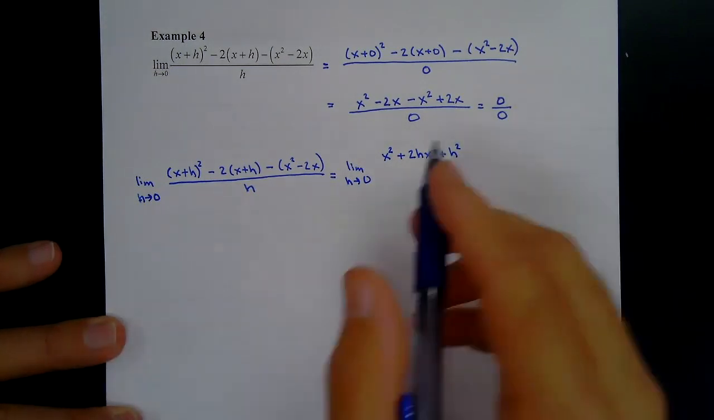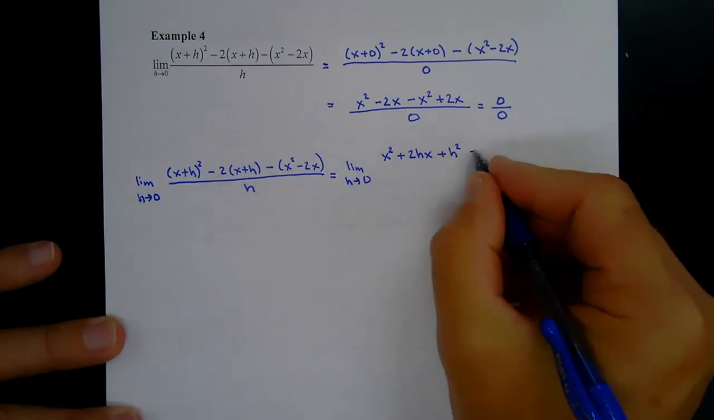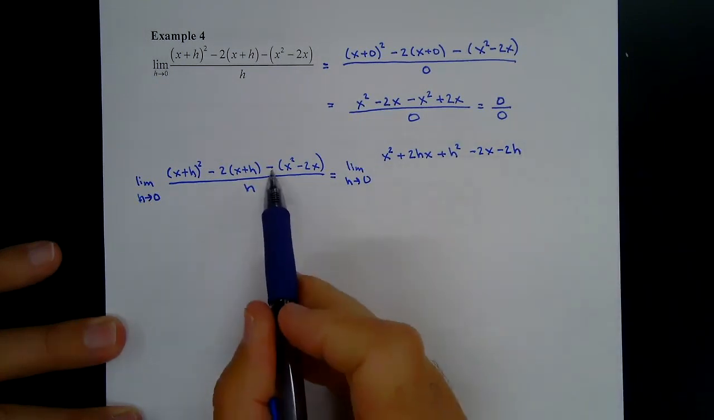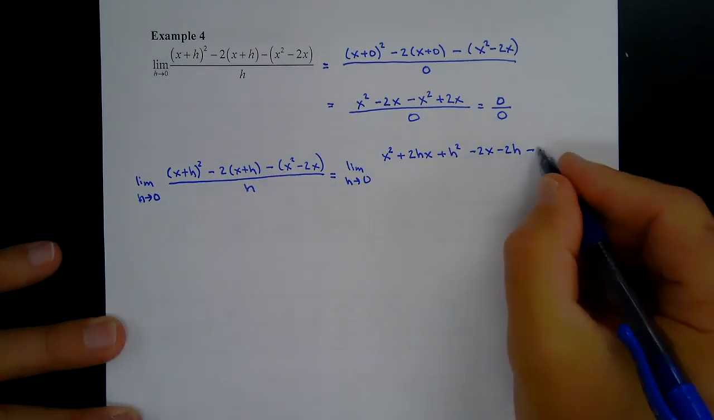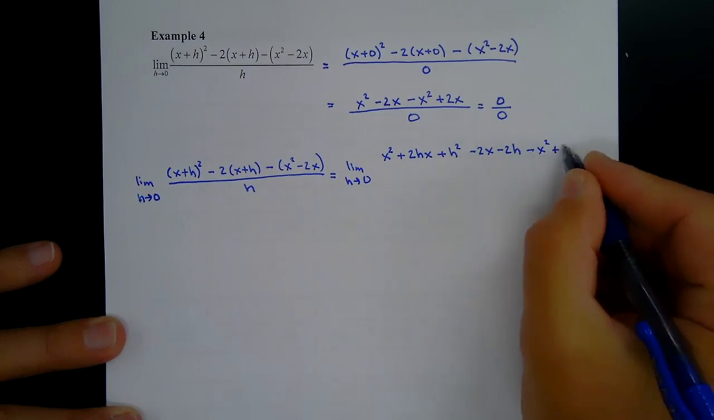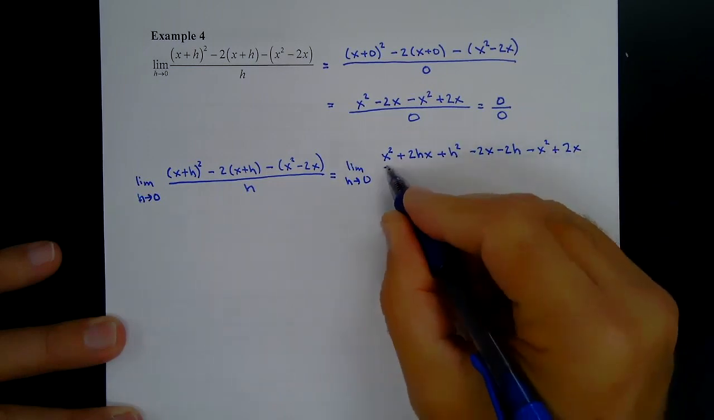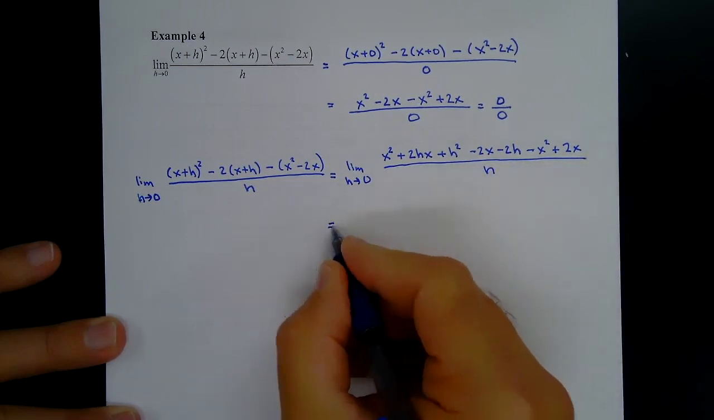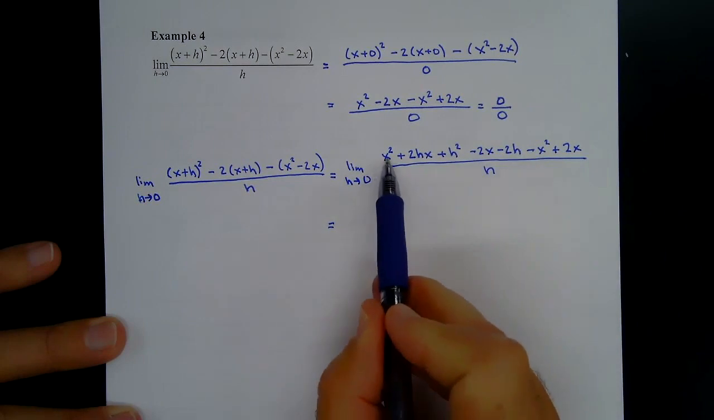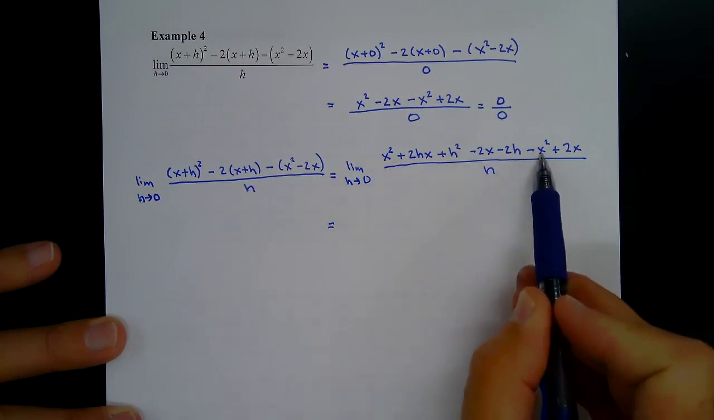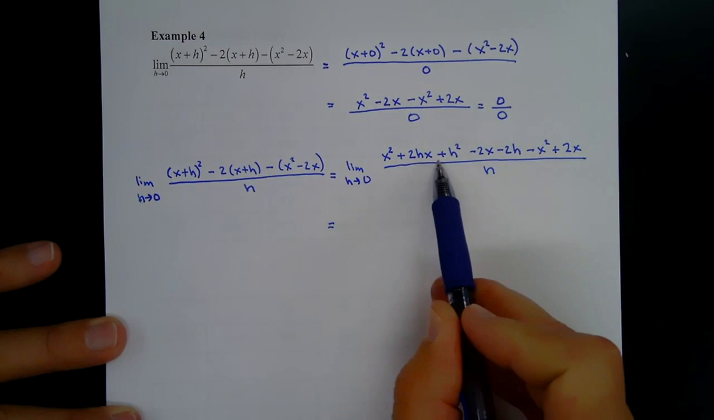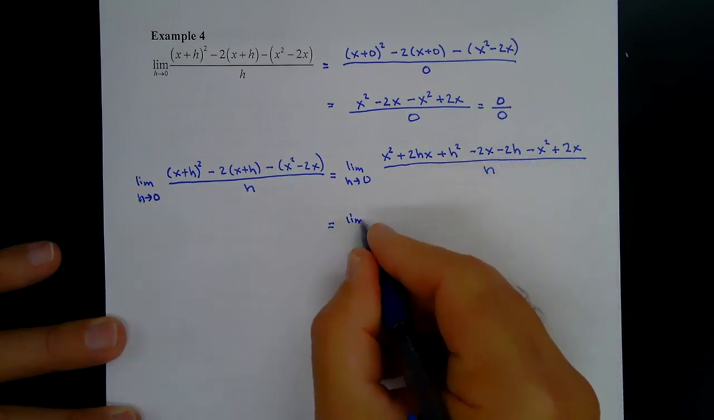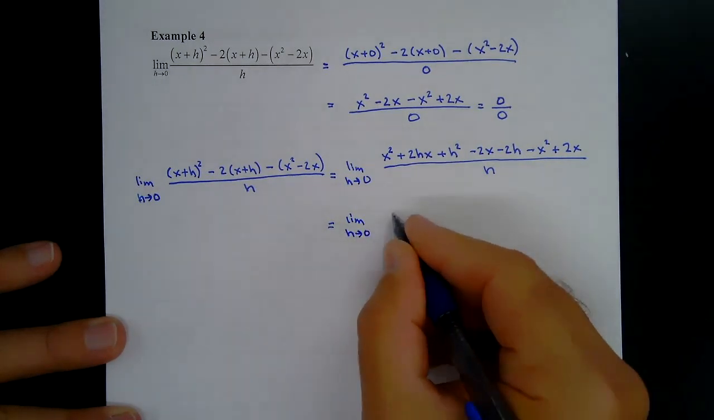And then if we distribute this negative 2, we'd have negative 2x minus 2h. And then if we distribute this negative, we'd have minus x squared plus 2x, all over h. Okay, so what is this equal to? If we look, we have an x squared here and a minus x squared. Those are going to cancel. We have a 2hx. We don't have that anywhere else, right? So we have the limit as h approaches 0 of 2hx.